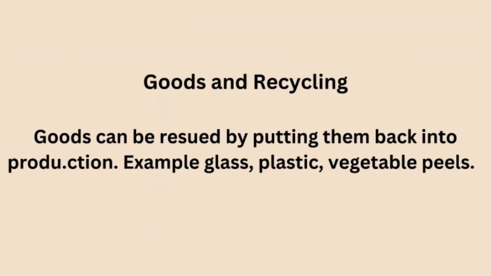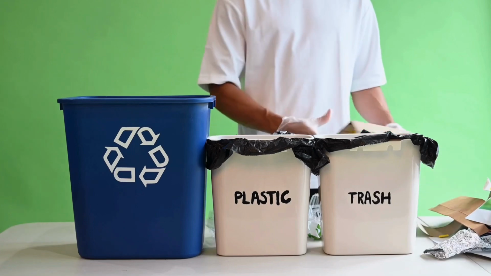Goods and recycling. Goods can be reused by putting them back into production. For example, glass, plastic, and vegetable peels can be reused. That is called recycling.